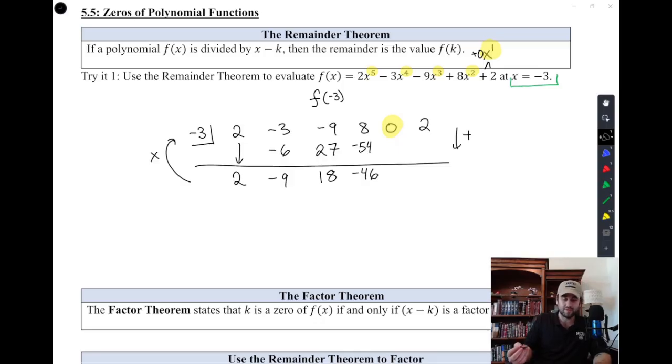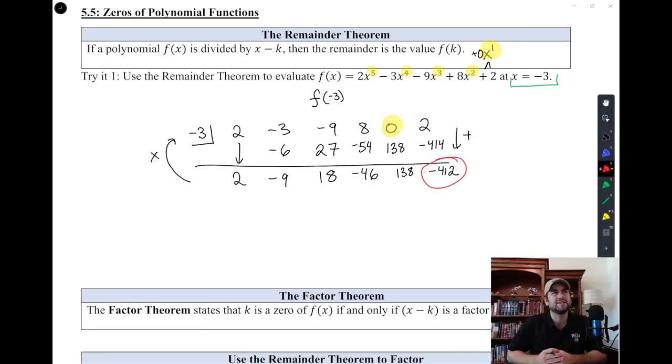Negative 46, this is where you might have to go to a calculator. Negative 46 times negative 3 would be a positive 138. Add those up for 138. Multiply one last time for negative 414. And you get negative 412 as your remainder. So I said it was a little bit easier than plugging and chugging negative 3, but it still had some pretty hard numbers in it.